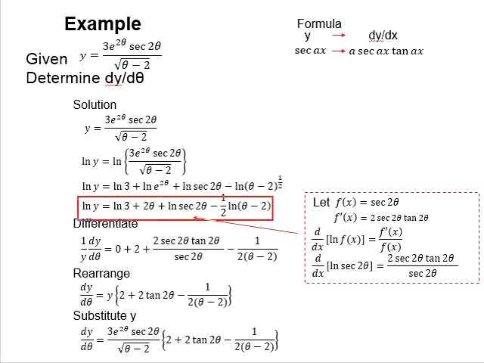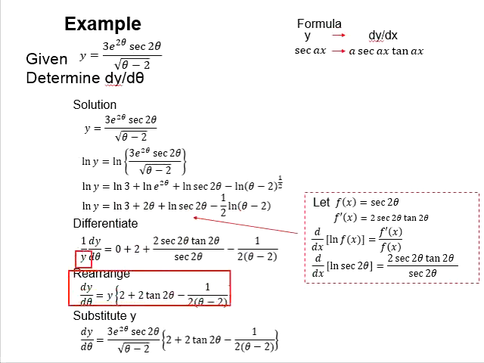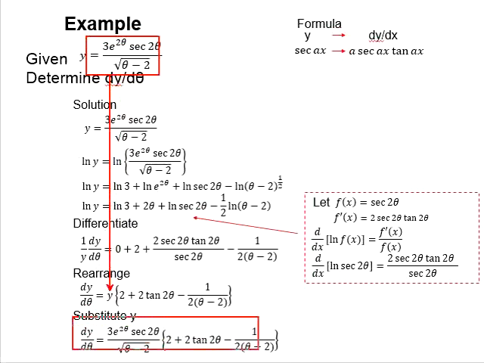Differentiate the entire expression here, you will get this. Differentiation of log y, you will get 1 per y dy d theta, and you will differentiate every single term of it. Rearrange the equation by moving the y to the opposite side, you will get this. Substitute the y equals the equation into here, you will get the final equation here.